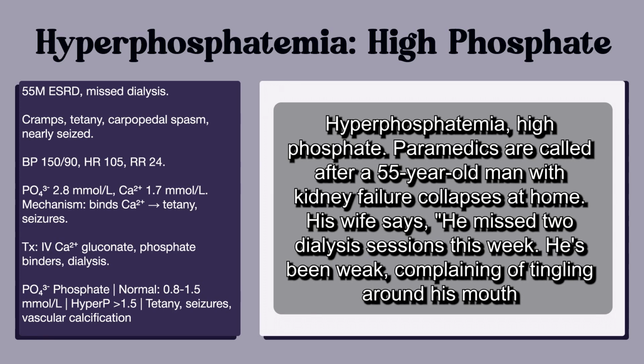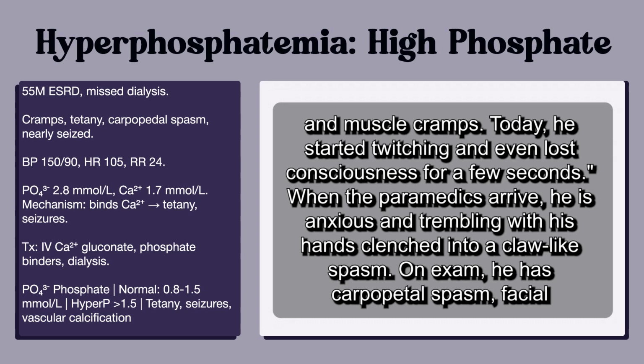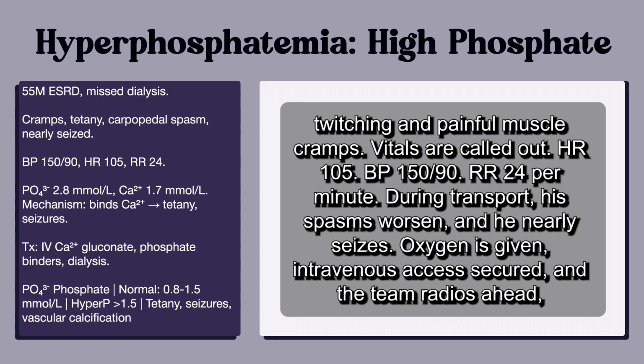Hyperphosphatemia. High phosphate. Paramedics are called after a 55-year-old man with kidney failure collapses at home. His wife says, he missed 2 dialysis sessions this week. He's been weak, complaining of tingling around his mouth and muscle cramps. Today, he started twitching and even lost consciousness for a few seconds. When the paramedics arrive, he is anxious and trembling, with his hands clenched into a claw-like spasm. On exam, he has carpopedal spasm, facial twitching, and painful muscle cramps.